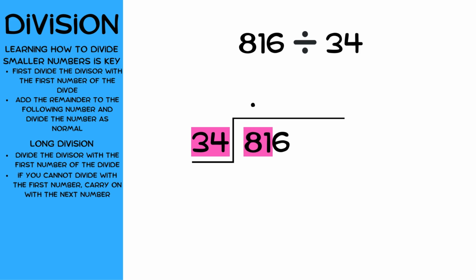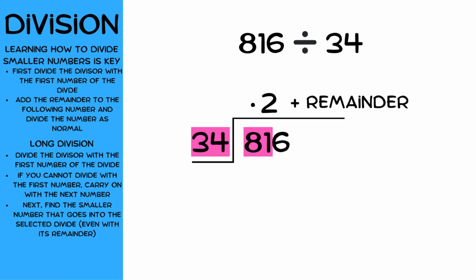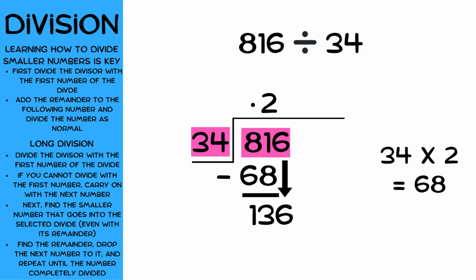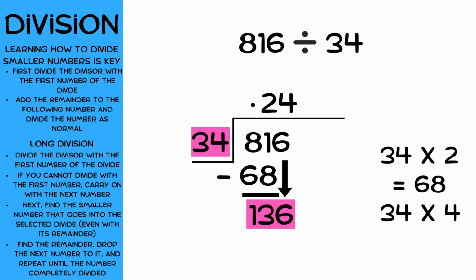next number, being 81. 34 goes into 81 two times with a remainder, so we multiply 34 by 2, giving us 68. Subtract 68 from 81 and we get the remainder, being 13. Now we bring down the third number, being 6, to give us 136. Once again, we find how many times 34 goes into 136, giving us 4. 4 multiplied by 34, we get 136.